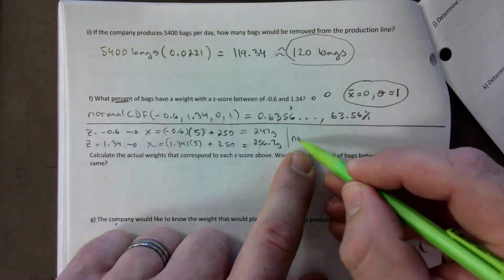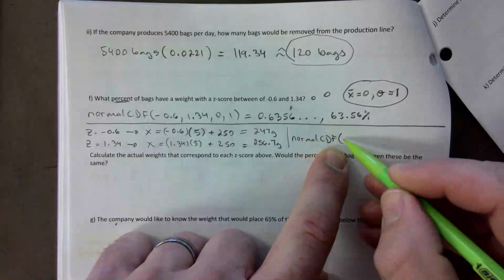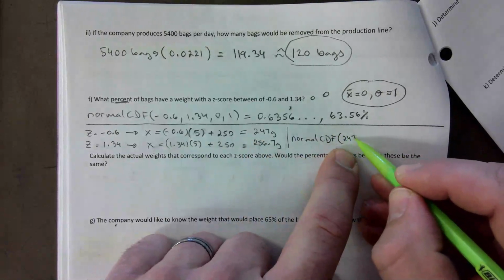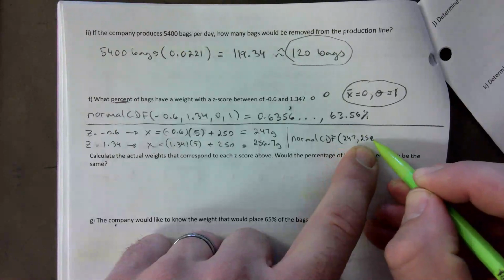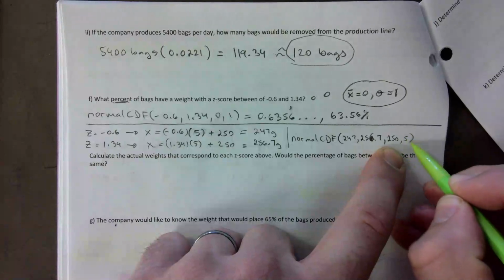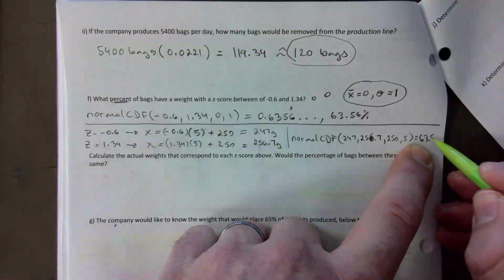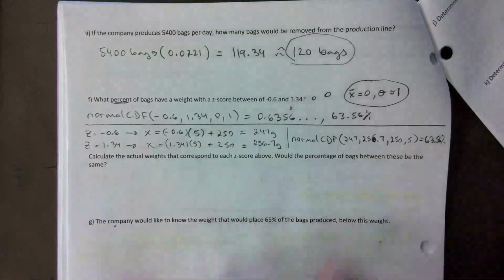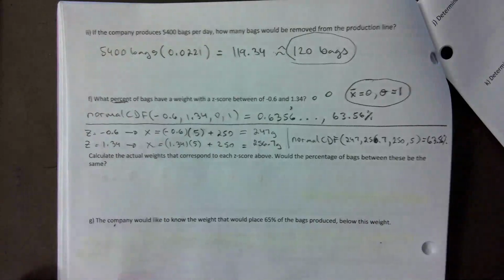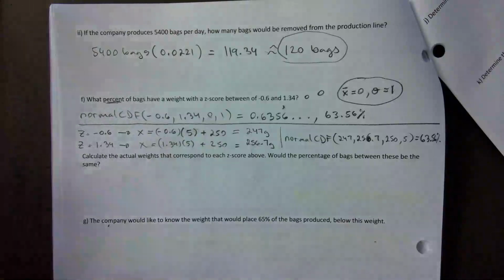And now I'm going to use normalcdf using these two, 247, 256.7, 250, 5. And I'm just going to tell you that this is 63.56. You're just going to trust me, take my word for it. It's the same answer. Same answer.